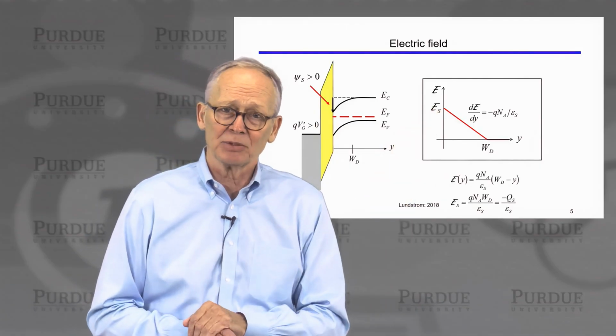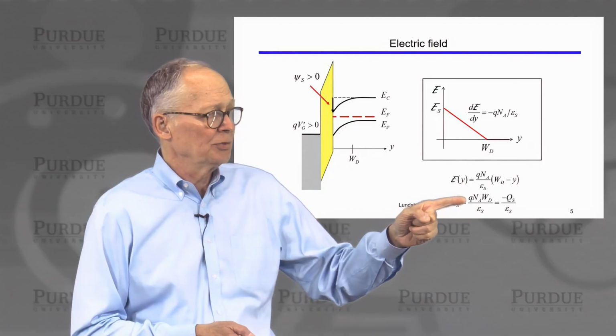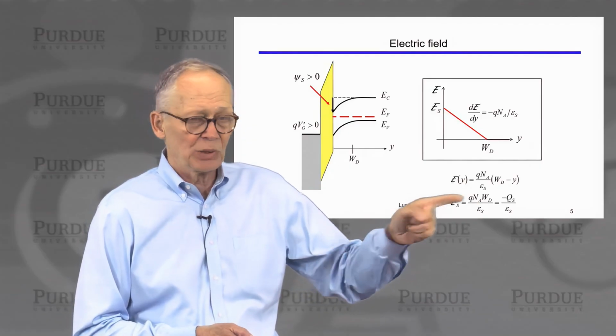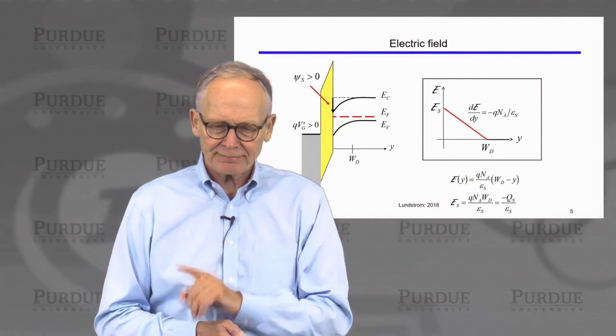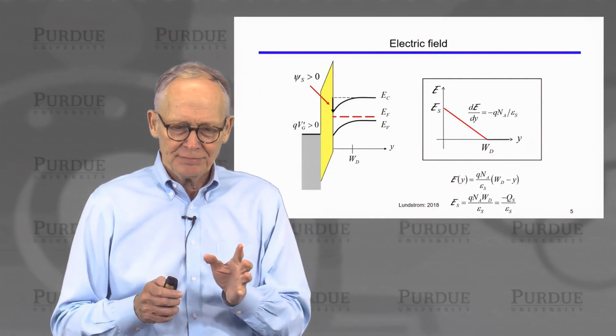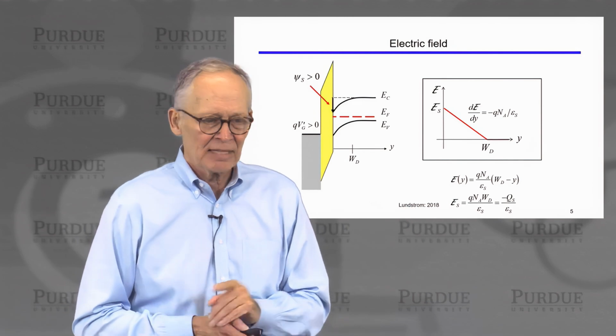This is going to be something that we'll need from time to time. And we can see that it is Q times Na times the width of the depletion region divided by the dielectric constant. Now, we're going to need to get comfortable. We're going to be seeing equations like this frequently.